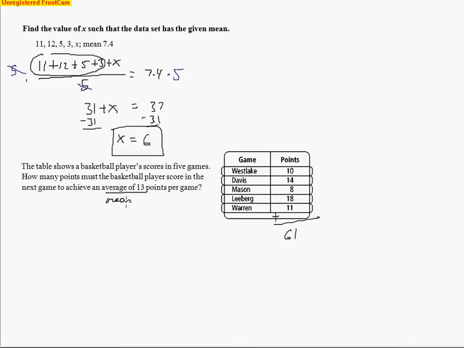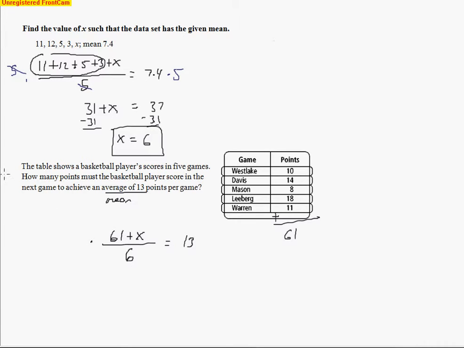And so now it's saying, these are the first 5 games, in order to get an average of 13 after this next game, we'd need to add on the next game and then divide that by the total number of games, which is now 6. So the 5 and the 1 extra game makes 6 games. We want to average 13 points.